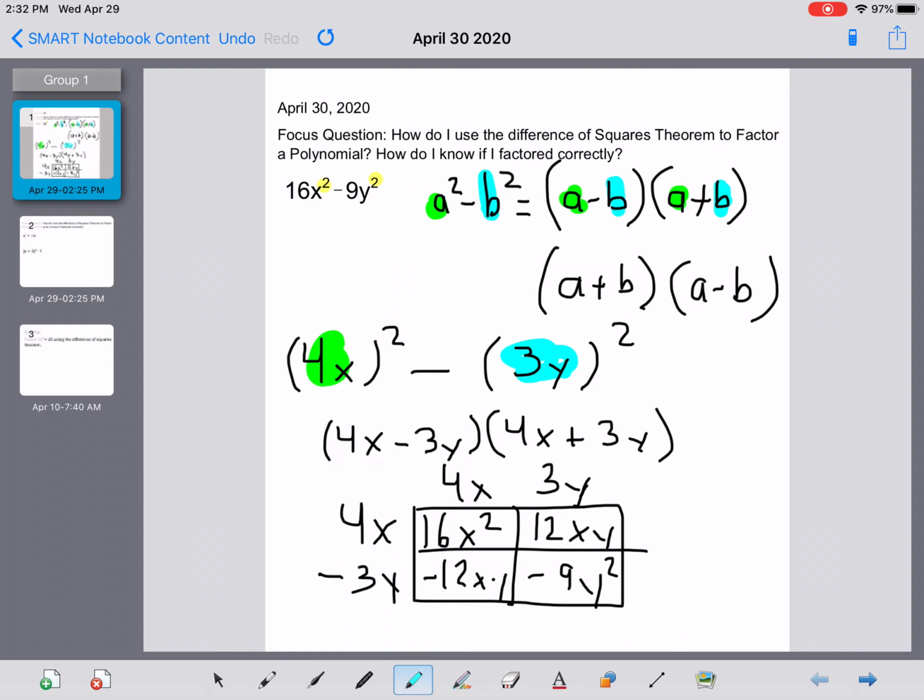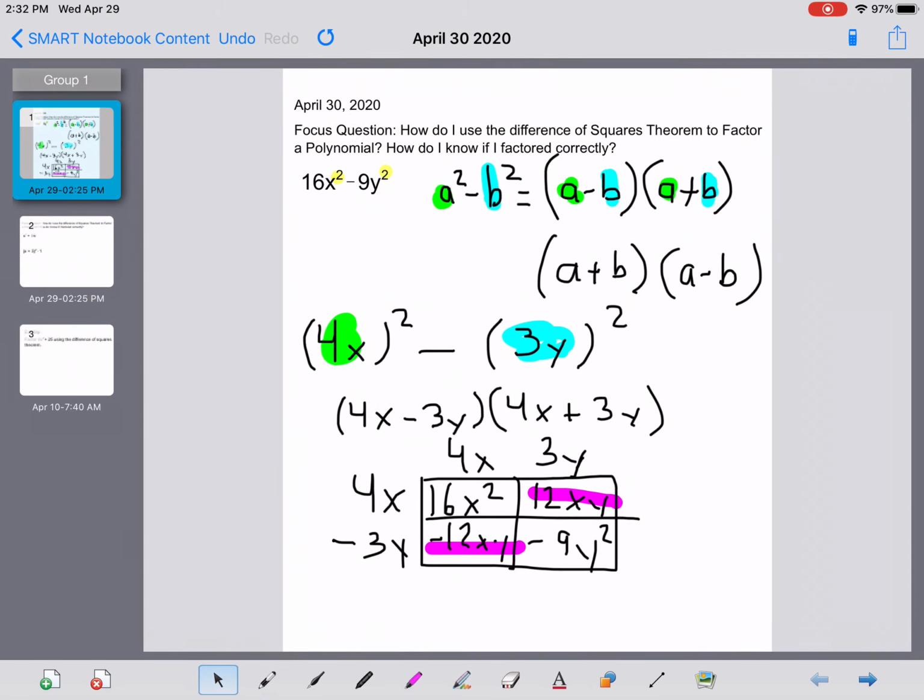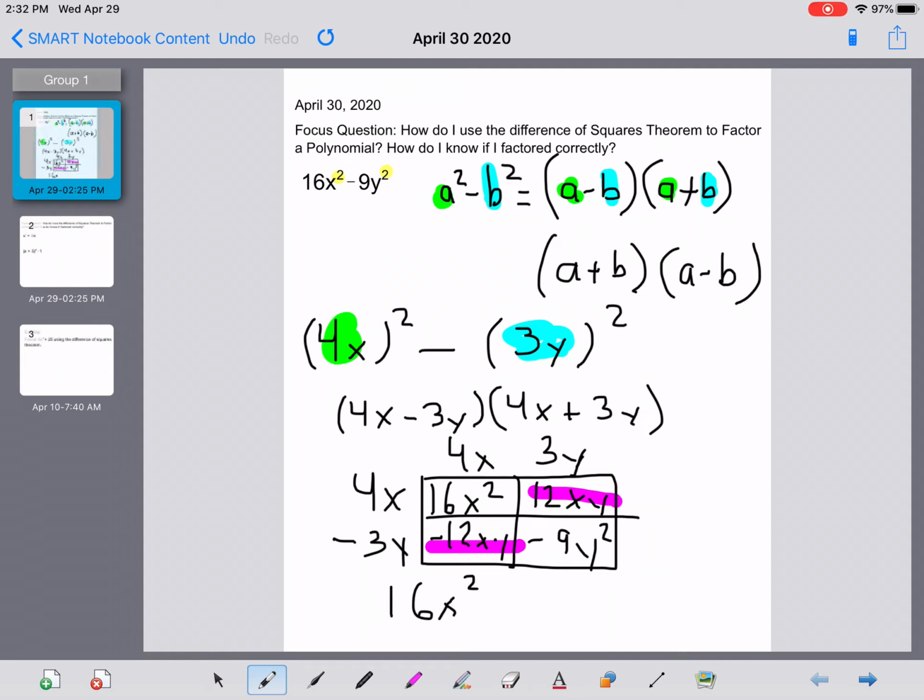So we're going to notice this. These two are like terms, so we would combine those, and since they're opposite, they would cancel each other out. 12xy minus 12xy is 0. So what we're left with, if I combine these, is 16x squared minus 9y squared. Notice we went back to the original expanded form polynomial. So we know that they are equivalent and we factored correctly.